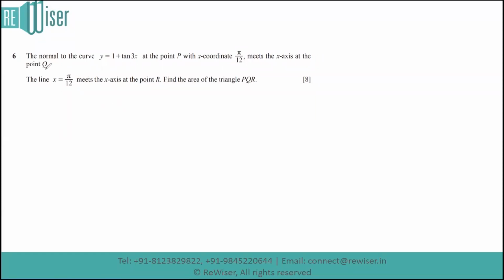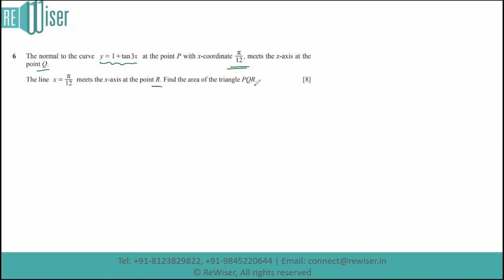In this question, we are talking about the normal to the curve, and the equation of the curve is y equals 1 plus tan 3x. At a point P, where the x-coordinate of the point is pi over 12, the normal meets the x-axis at Q. The line x equals pi by 12 meets the x-axis at point R. Find the area of triangle PQR.